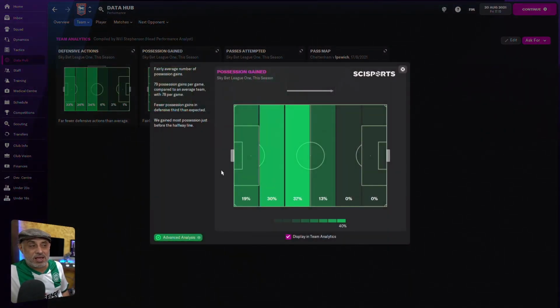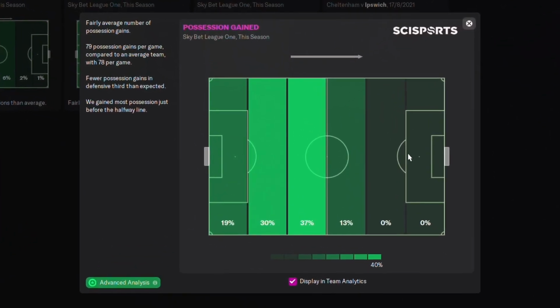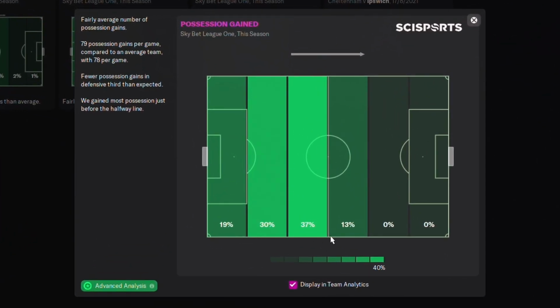The second zone map is possession gain. Essentially, where did we win the ball? And this tells me that most of my stuff is happening at the halfway line. So it's about 67% if you take the whole number together, which basically tells me I'm playing near the halfway line or in the opponent's third. It's a big number here that we've gained possession in this zone.